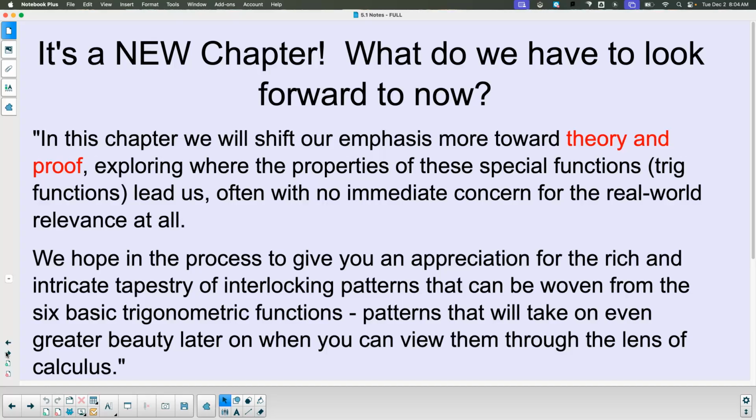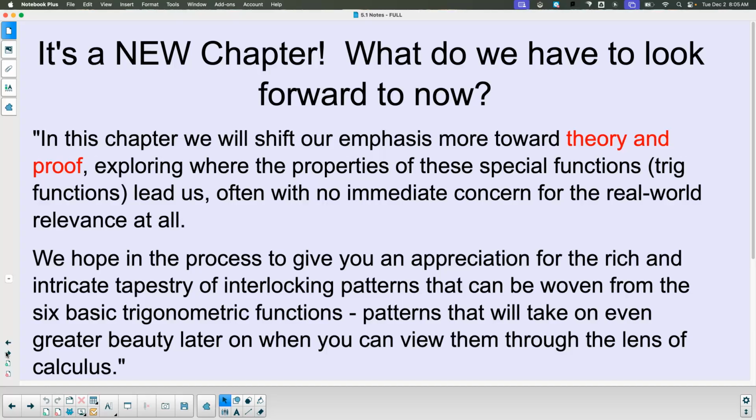In this chapter, we're switching our emphasis towards more theory and proof. We're going away from 2 plus 2 is 4, to y is 2 plus 2, 4. It's going to be more theory and more proving. When we get into the law of sines, it isn't as nice and neat as it was when you had it in geometry. There are ambiguous cases for the law of sines, and we have to prove that those are there and then find them. We'll be exploring where the properties of these special functions lead us, often with no immediate concern for the real-world relevance at all.